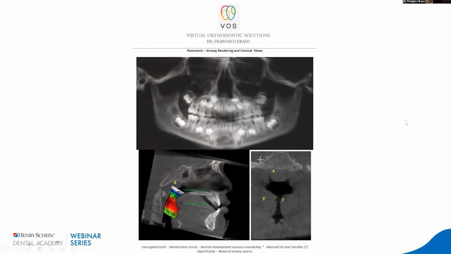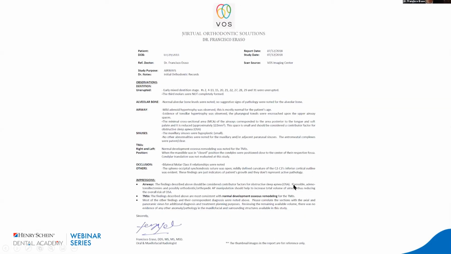I want you to do adenoidectomies and tonsillectomies when necessary. So in my reports, I mention something. If possible, adenotonsillectomies and possible orthodontic and orthopedic AP manipulation should help to increase total volume of airways, thus reducing the overall risk of OSA. Okay, that statement is huge.